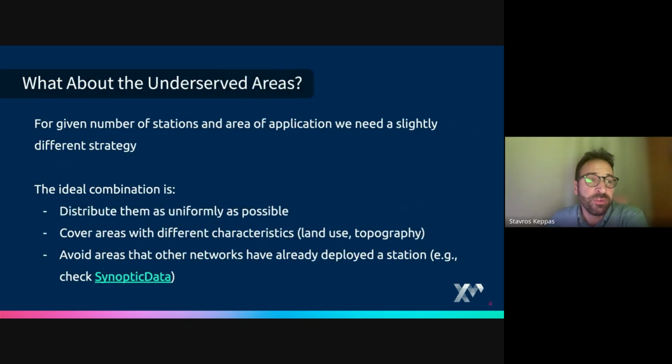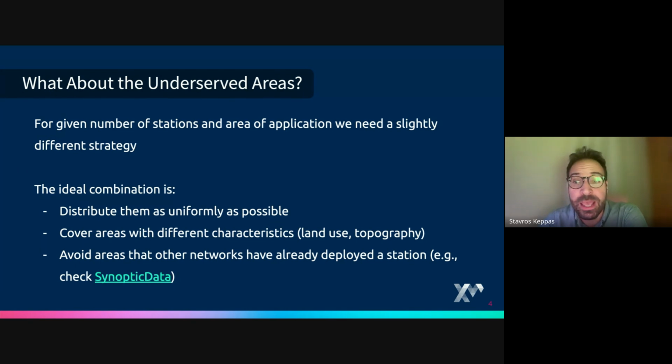So covering underserved areas needs a different approach, and here are the three main rules we need to follow. The first one is to distribute the weather stations as uniformly as possible, in order to show that we have coverage over an area. Then we need to cover areas with different characteristics regarding topography and land use. We will expand on this in a bit.